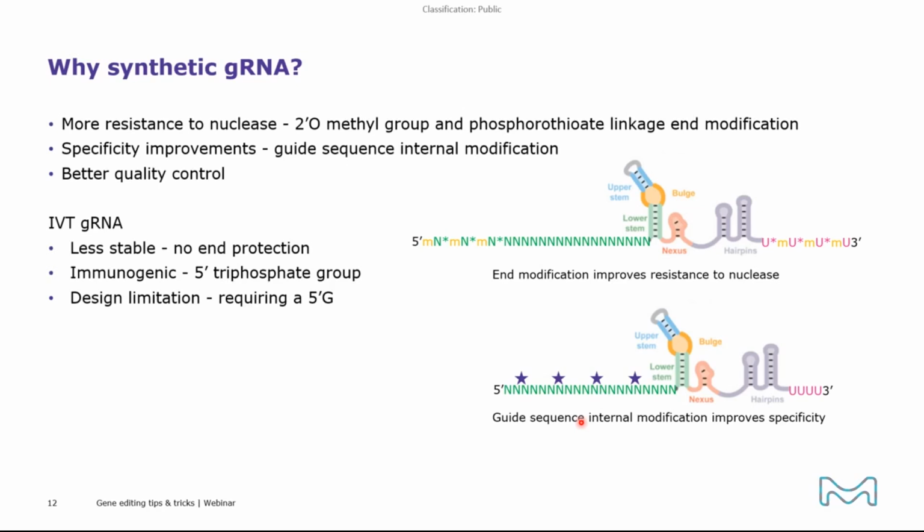In contrast, in vitro transcribed guide RNA is less stable. It can be immunogenic to certain cell types if the 5' triphosphate group is not removed. Furthermore, T7 RNA polymerase requires a 5' G for transcription initiation, and this can limit guide RNA design flexibility.